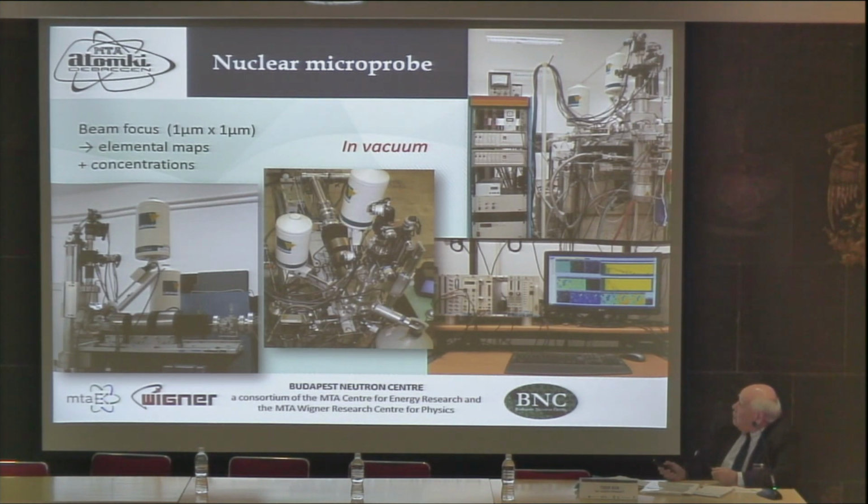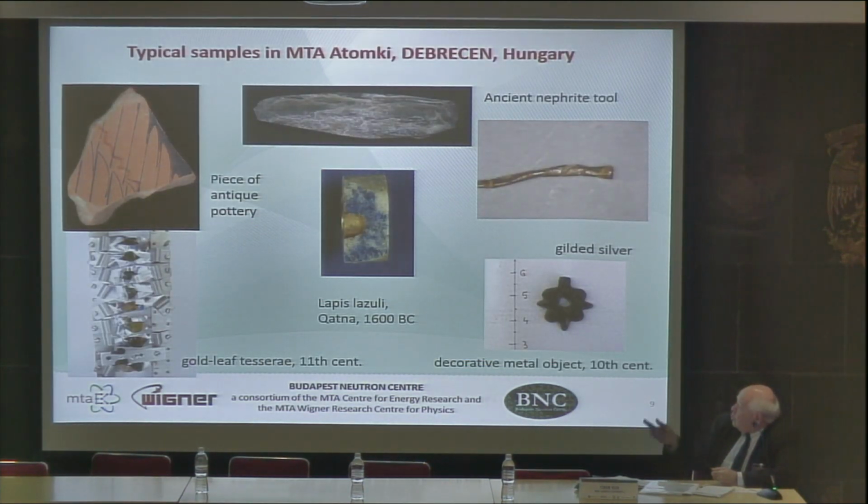They have the nuclear microprobe line, and they also have facilities to do several kinds of very typical and proper measurements, either on lapis lazuli or gold leaf tesserae, or a decorative metal object, or gilded silver, as well as pieces of pottery that they analyzed already.